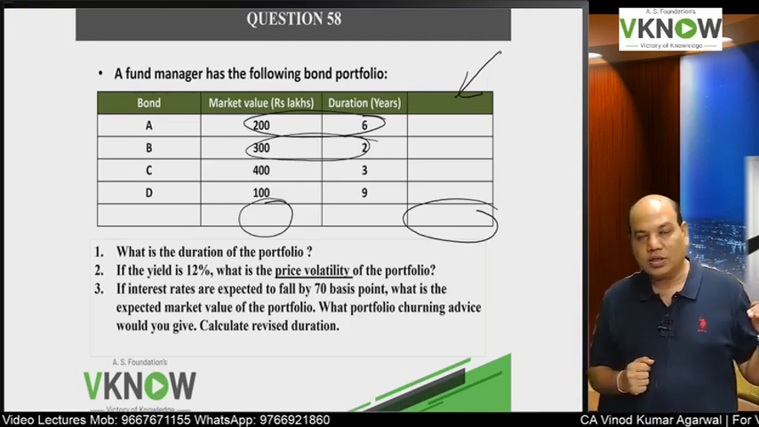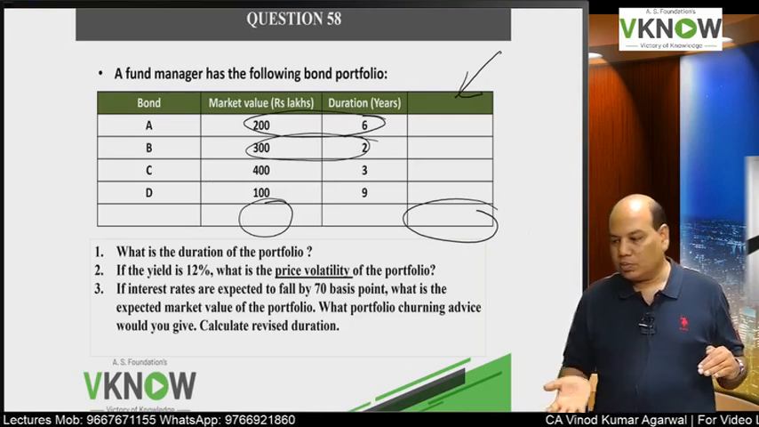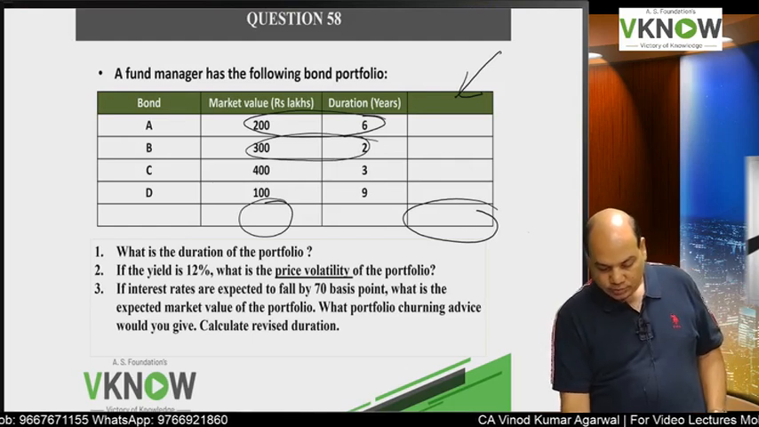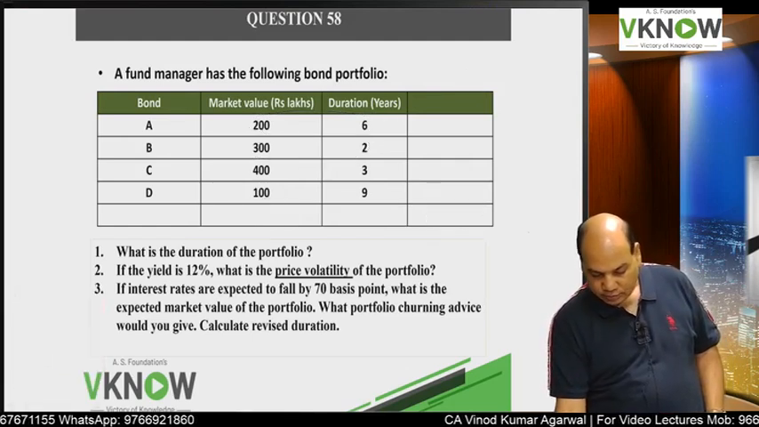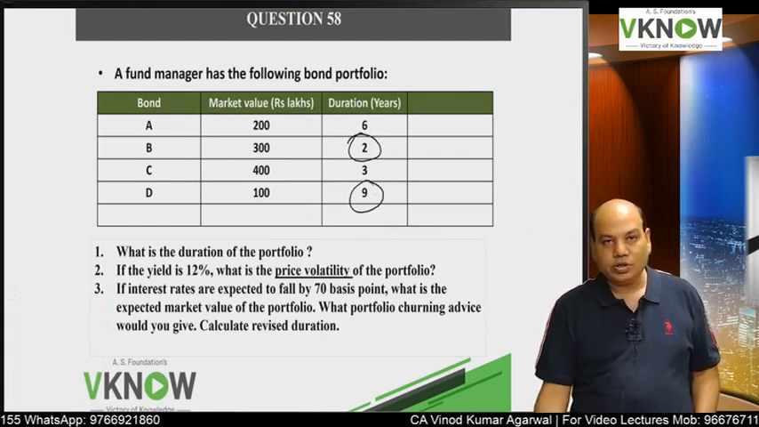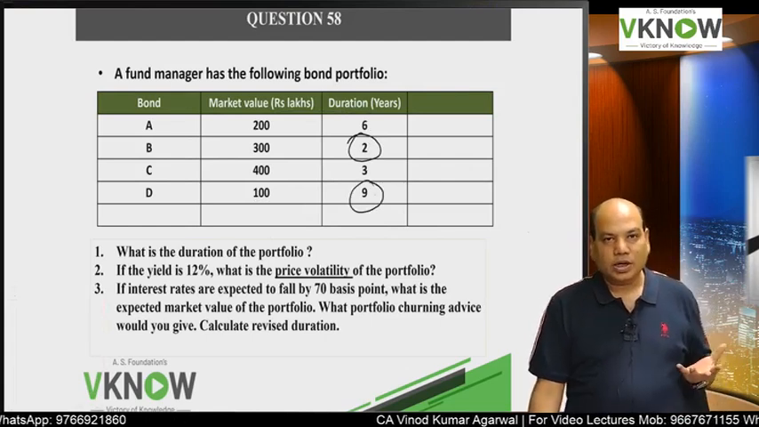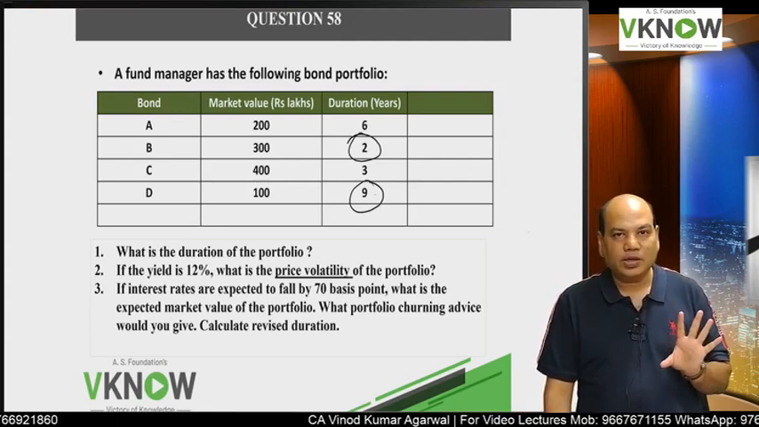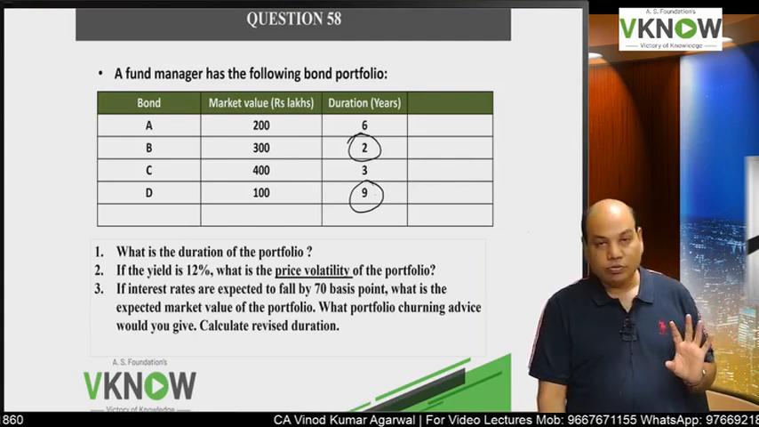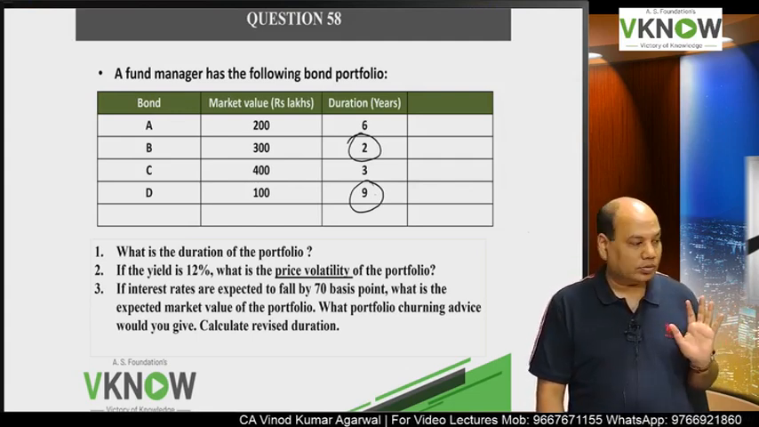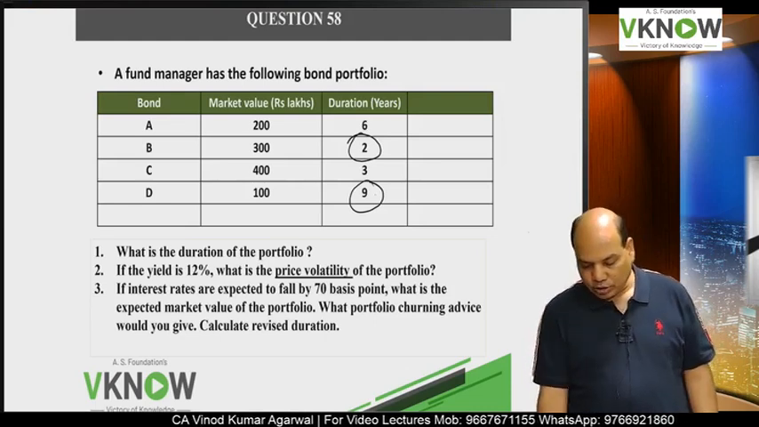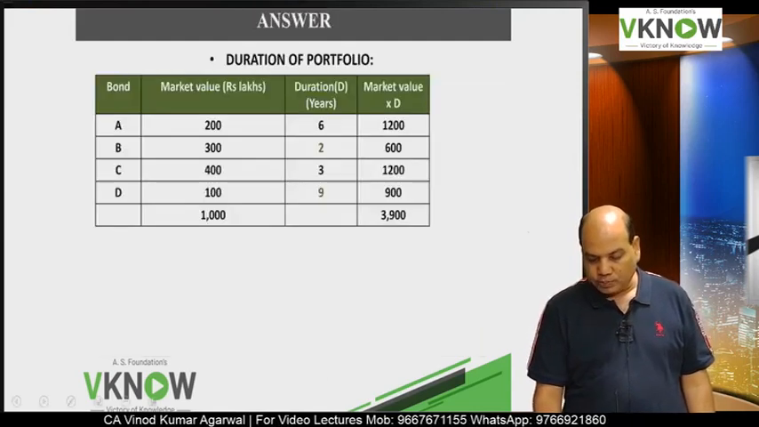If the interest rates are expected to fall, bond prices are expected to rise. The one which has the lowest duration, we are going to sell, and the one which has higher duration, we are going to buy, like in one earlier problem, and this will help us to get maximum benefit from our expectation. Then calculate revised duration also. In one question so many things they have asked you. Okay, so please first compute the duration of the portfolio.